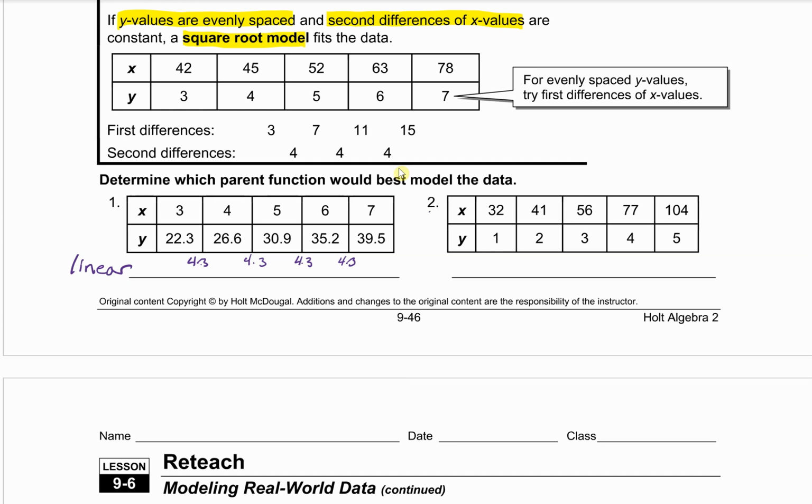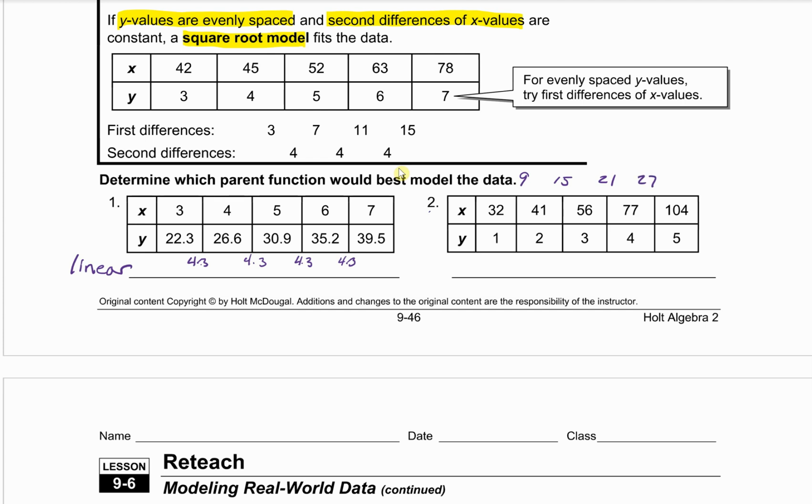Let's look at number 2. Here's a big hint. Look at y. We're going up by 1. So let's look at the differences in the x's. 41 minus 32 is 9. 56 minus 41 is 15. 77 minus 56 is 21. And 104 minus 77 is 27.